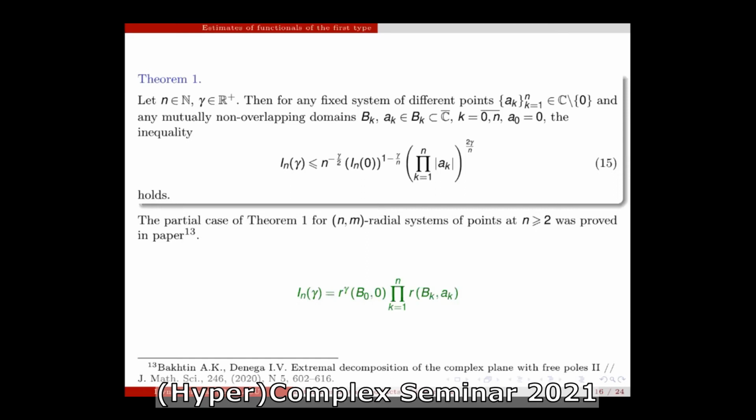Let n belong to N, gamma belong to R plus, where R plus equals the interval from 0 to infinity. Then for any fixed system of different points of the complex plane and any mutually non-overlapping domains, we have inequality 15. The partial case of theorem 1 for n-m radial systems of points, with m greater than or equal to 2, was proved in paper 13.